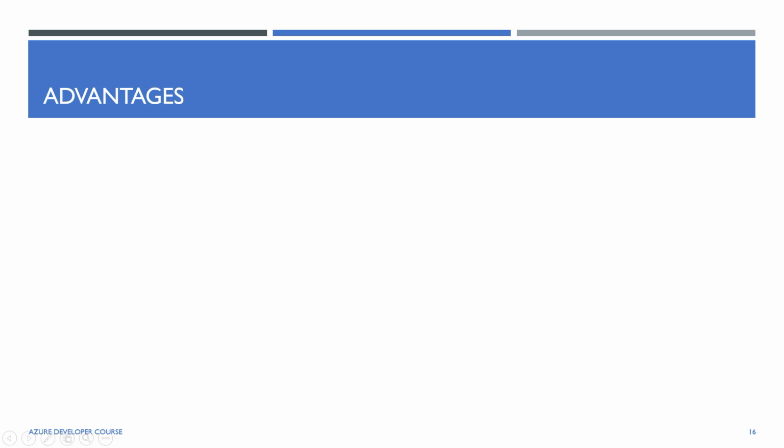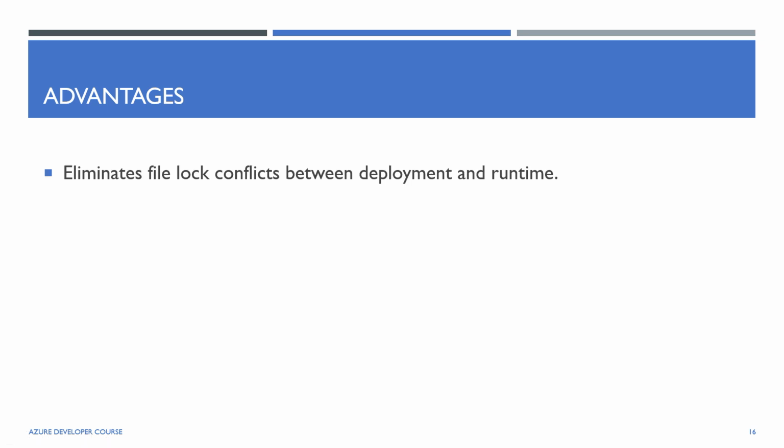So what are the advantages of zip deploy? It eliminates file lock conflicts between the deployment and runtime because you do not unzip the file. You actually run your application directly from the zip file. We'll see how to do that.